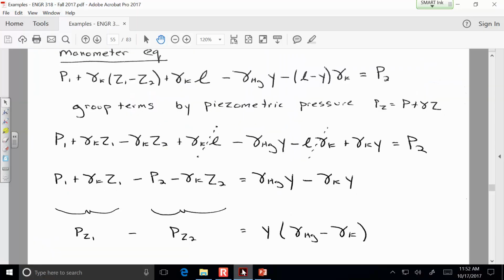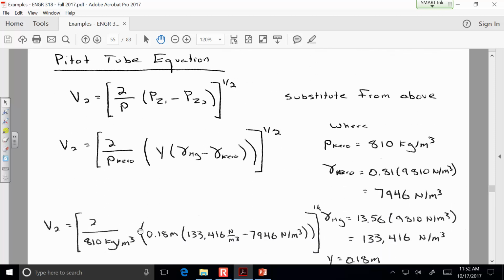And so that's a useful thing for our case, because once we have the manometer equation and go through canceling out all the terms and distributing the gamma k times the elevation so that we can do the grouping, we get P sub z1 minus P sub z2 on the left-hand side. On the right-hand side, it's the deflection times the difference in the unit weights. So then we can substitute that into the Pitot tube equation that we previously derived from what? Bernoulli's equation, assuming that the velocity at 1 is 0.